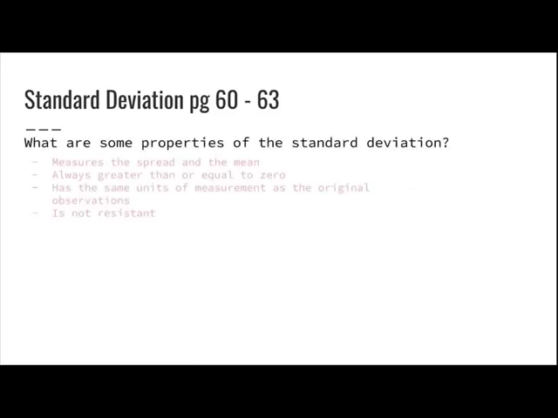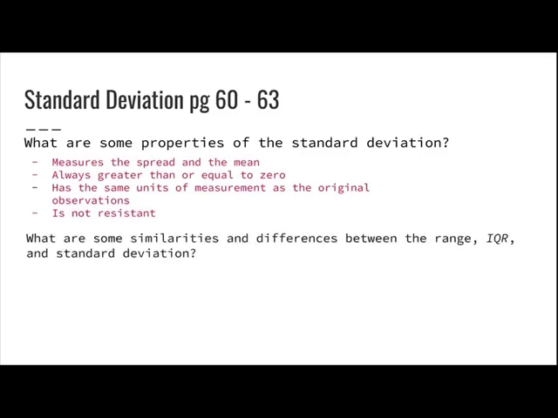What are some properties of standard deviation? Standard deviation measures the spread around the mean, is always greater than or equal to 0, has the same units of measurement as the original observations, and it is not resistant. What are some similarities and differences between the range, IQR, and standard deviation? Some similarities are that they all measure variability, while some differences are resistance to outliers and using all the data.